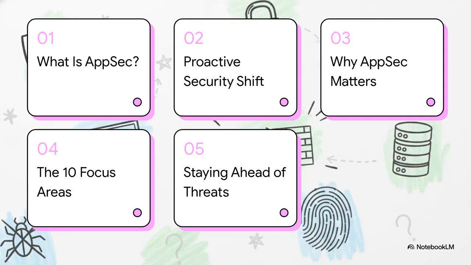So here's our quick roadmap for today. First, we'll look at what is application security, then the proactive security shift, followed by why does AppSec matter. After we get those foundational concepts down, we'll tackle the core technical 10-point checklist and our 10 focus areas, and finally, wrap up with staying ahead of threats. Let's get right to it.